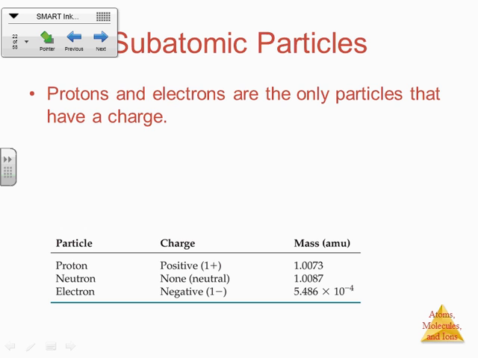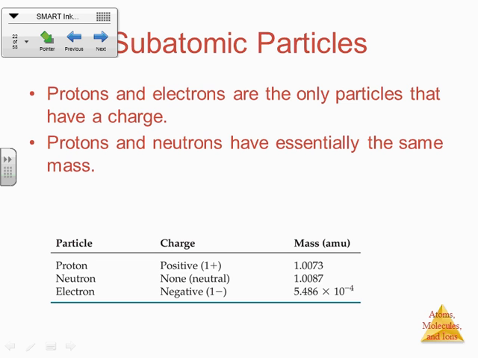Okay, subatomic particles. We've got protons and electrons. Those are the ones that have a charge. This is just a summary of all the subatomic particles, all the big ones. There are smaller ones, but these are the subatomic particles we focus on.